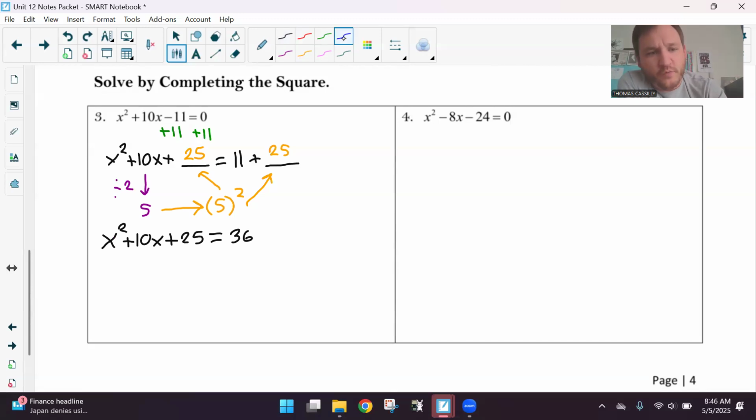All right, so now what we need to do is factor this new trinomial. So we're going to have x plus 5 times x plus 5.